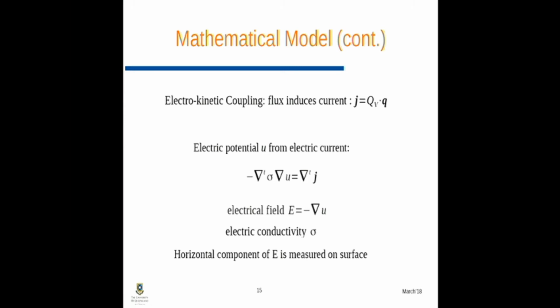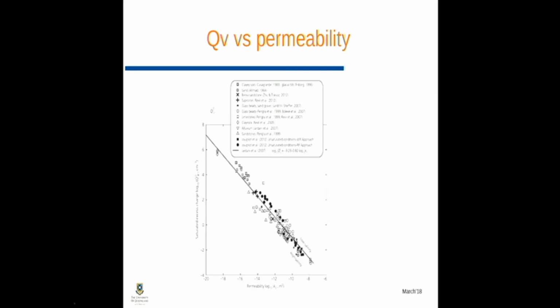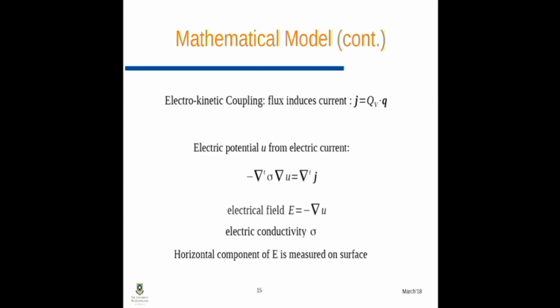So sigma is conductivity, U is the electric potential, J is the current being induced by the wave. Okay? And then you can calculate the electric field, and you can measure this on the surface by putting electrodes in the ground and taking basically a voltmeter between them, and you will see the effect. The interesting one is this coefficient QV here, which links the fluid flux with the induced current. This is basically called the coefficient of electrokinetic coupling.